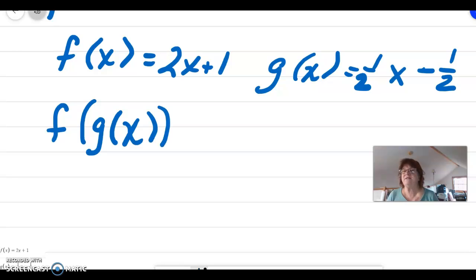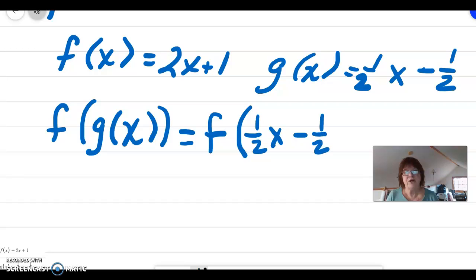So f of g of x, in math, always remember you go from the inside out, right? So you're going to do g of x first. When you've got parentheses nested in parentheses, no matter what the situation, inside out. Okay, so f, open parentheses. Now instead of putting g of x, I'm going to put what g of x is, which is 1/2 x minus 1/2. So 1/2 x minus 1/2. Okay, now I'm supposed to take f of that.